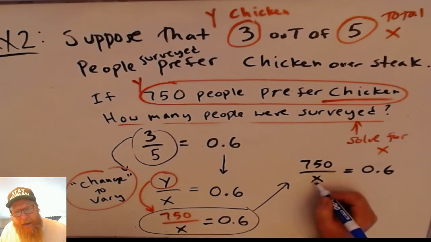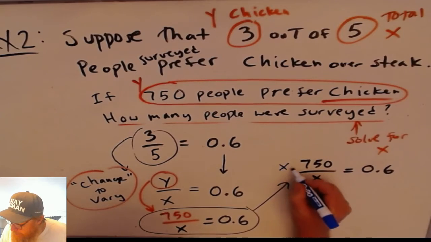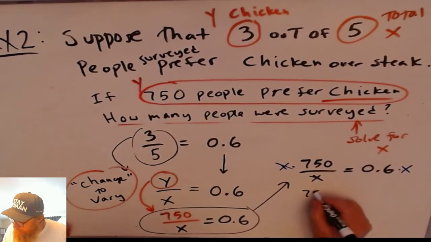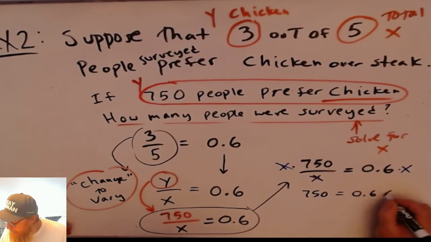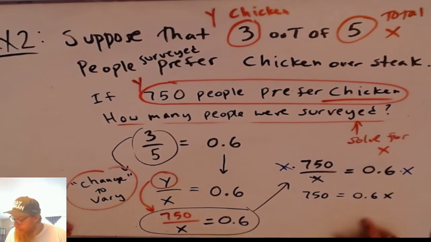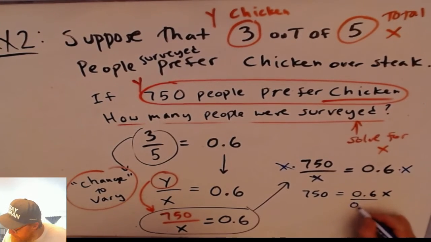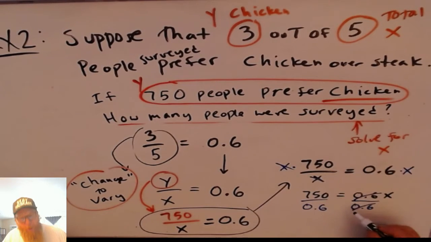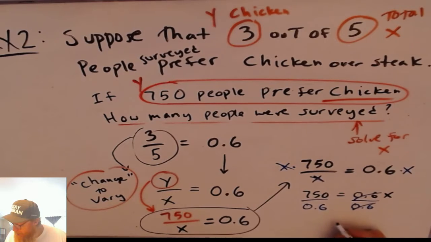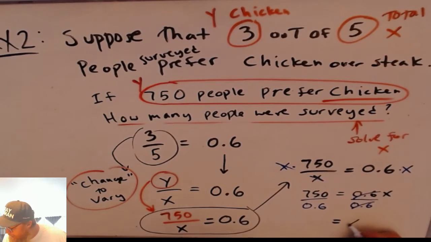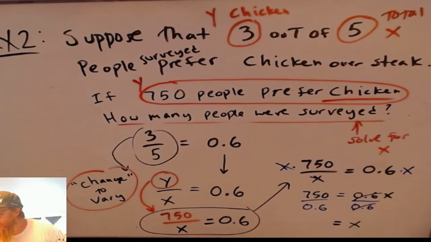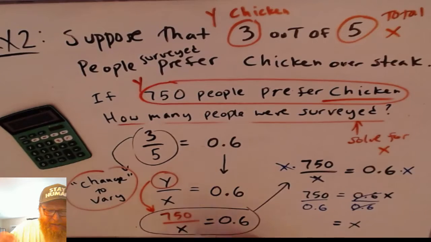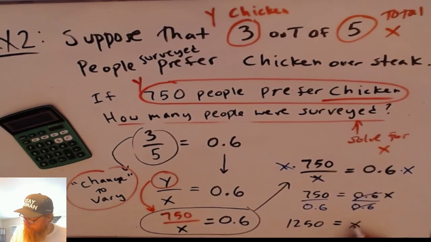So this only has one variable, X. I'm just going to multiply both sides by X. So now I have 750 is 0.6X. And now I divide both sides by 0.6. This is equivalent to what we did in part 1 when we were cross multiplying. It's just a little bit more elegant way of doing it, if you can use the word elegant in mathematics. 750 divided by 0.6, and you get 1,250 people surveyed.